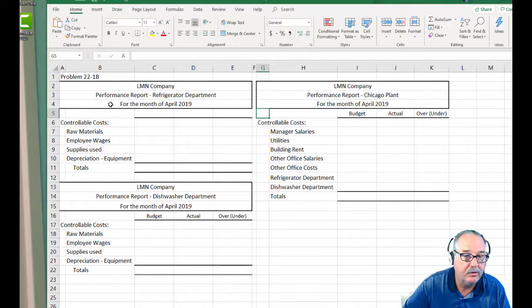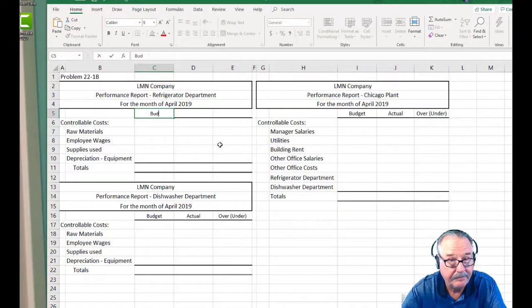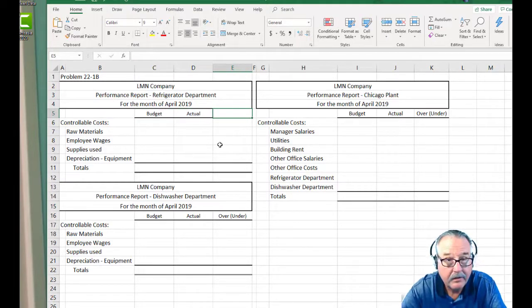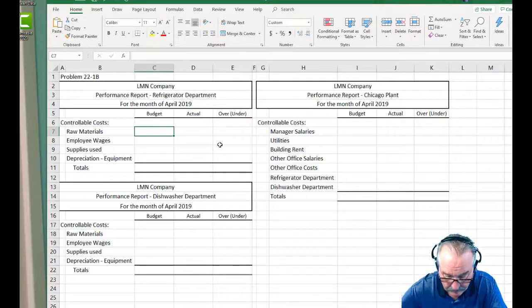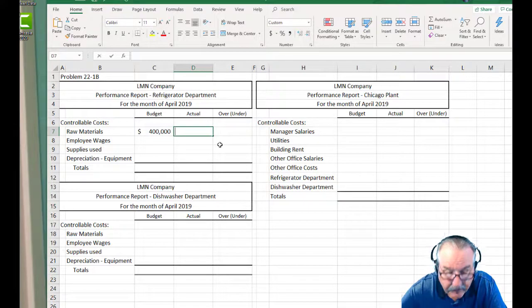So the first thing we will do is prepare information on each one of these 2 operating departments, and then we will prepare the schedule for the overall Chicago plant. So here we have the budget, the actual, and the variance. We'll say over, under. The budget was $400,000. The actual, $385,000.